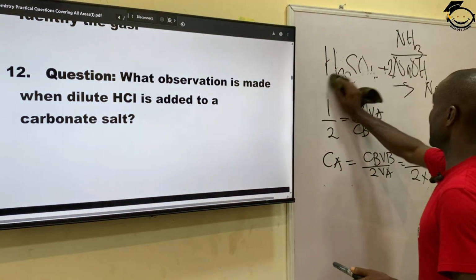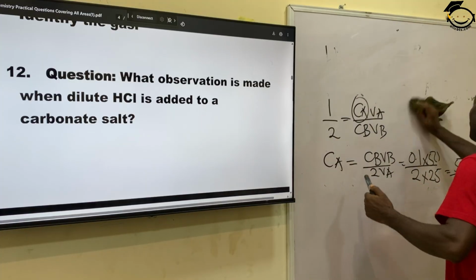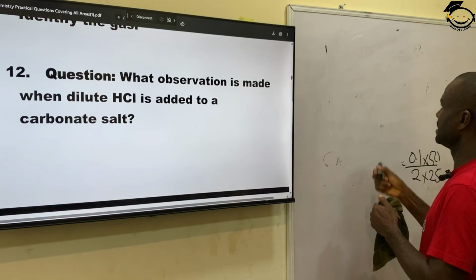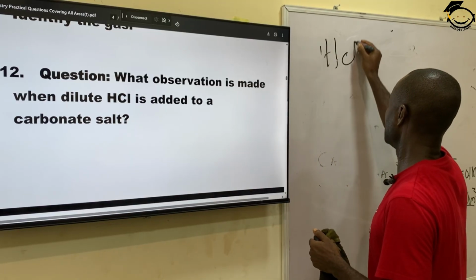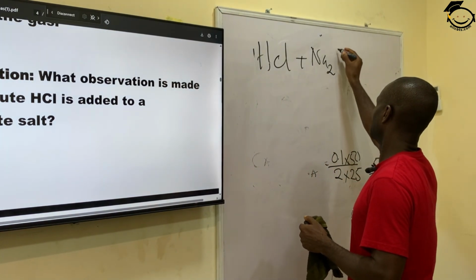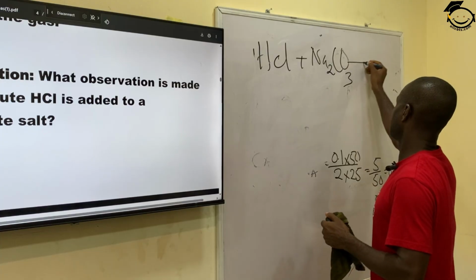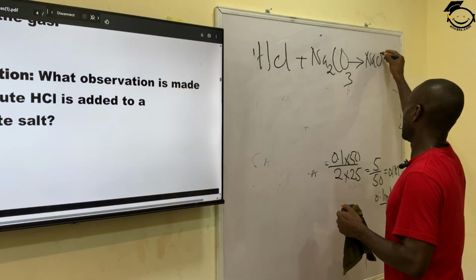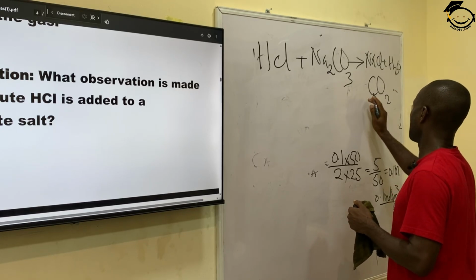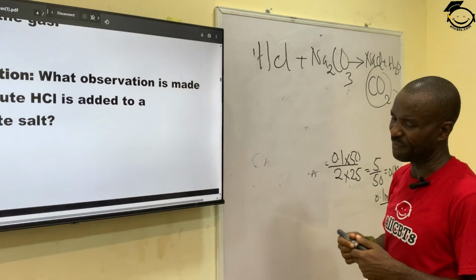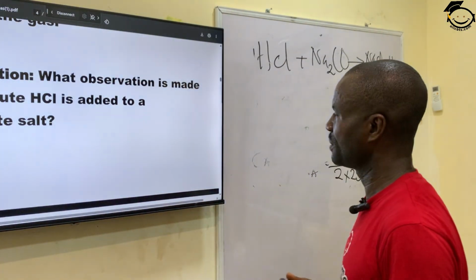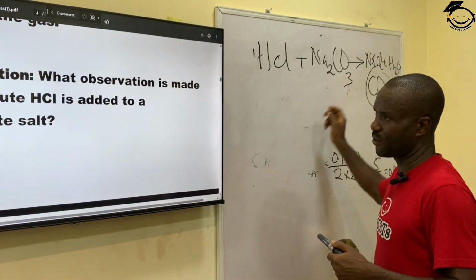When dilute HCl reacts with any carbonate, take for instance dilute HCl reacting with sodium carbonate salt, you have sodium chloride plus water, and then the gas, which is carbon IV oxide, will give an effervescence. You see, a colorless gas will be evolved, which is carbon IV oxide.